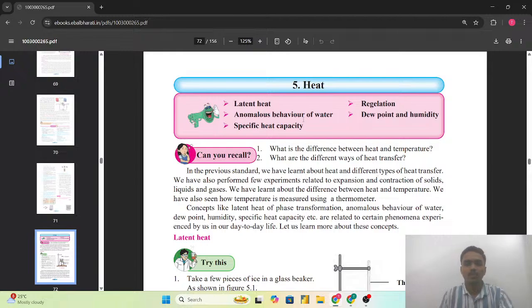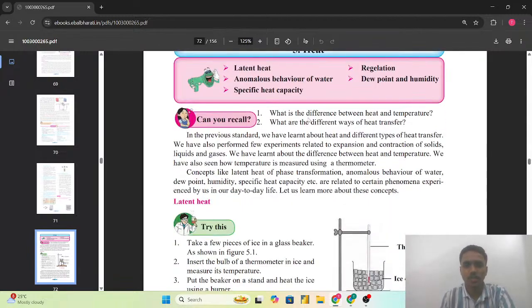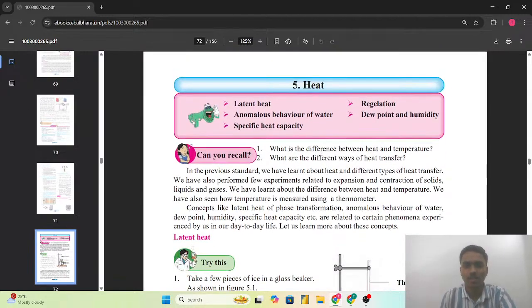Hello everyone. The next chapter which we are going to start is class 10 chapter 5, Heat. The topics which we are going to study in this chapter are latent heat, regulation, anomalous behavior of water, dew point and humidity, and specific heat capacity.